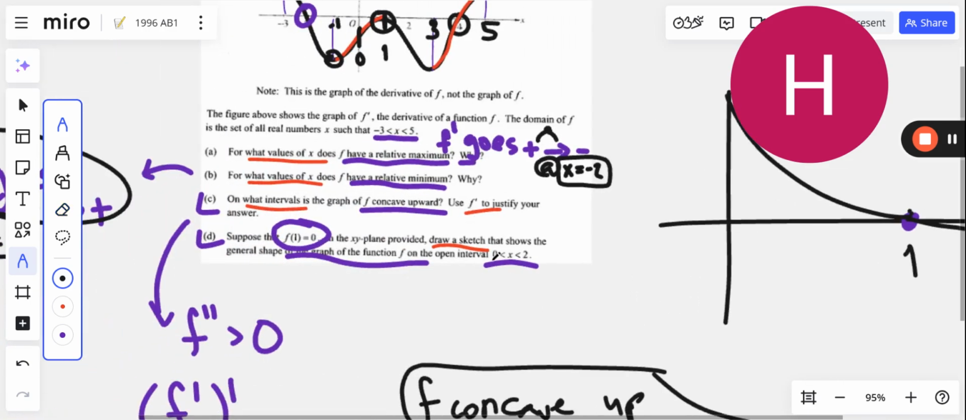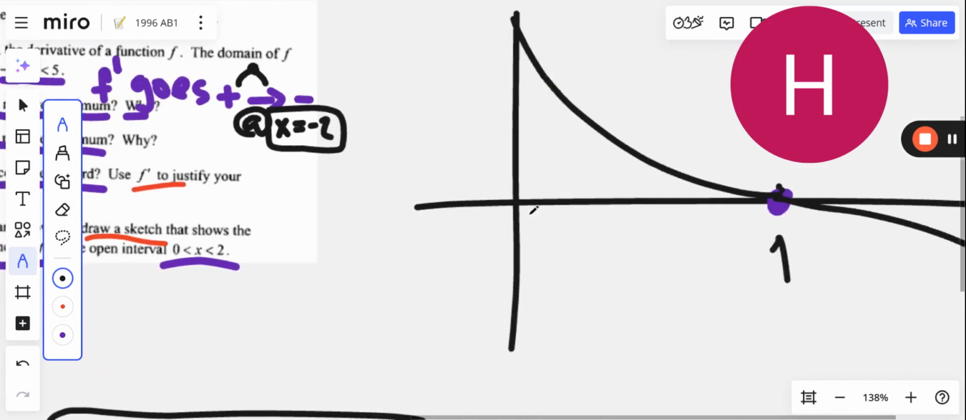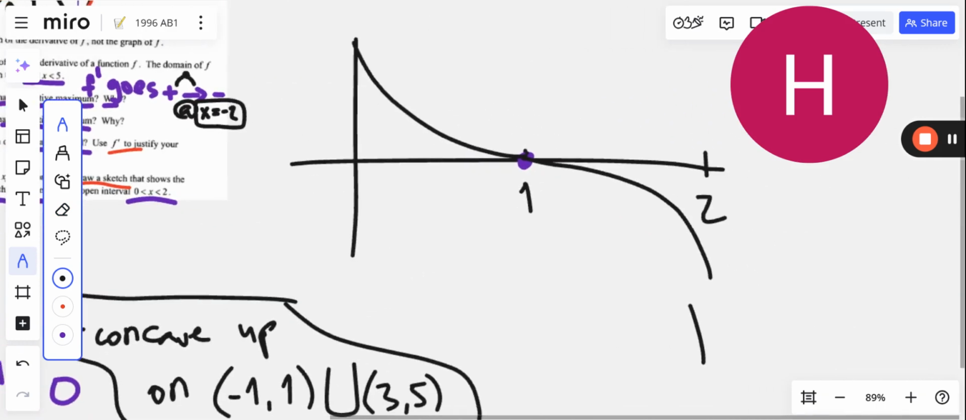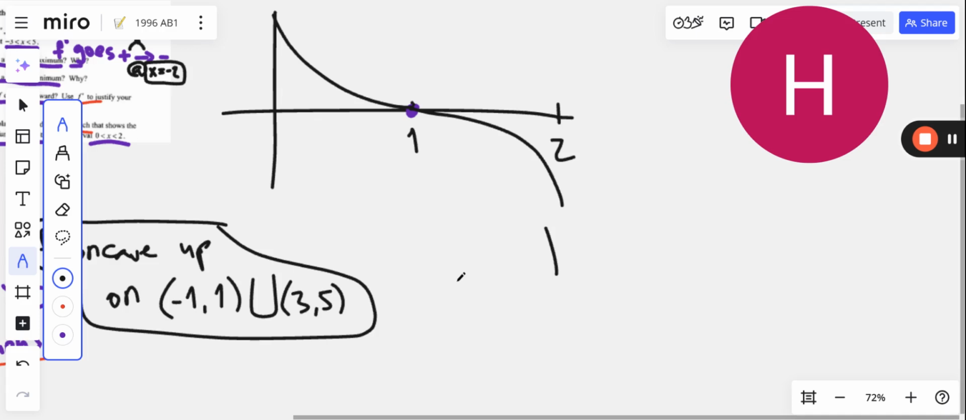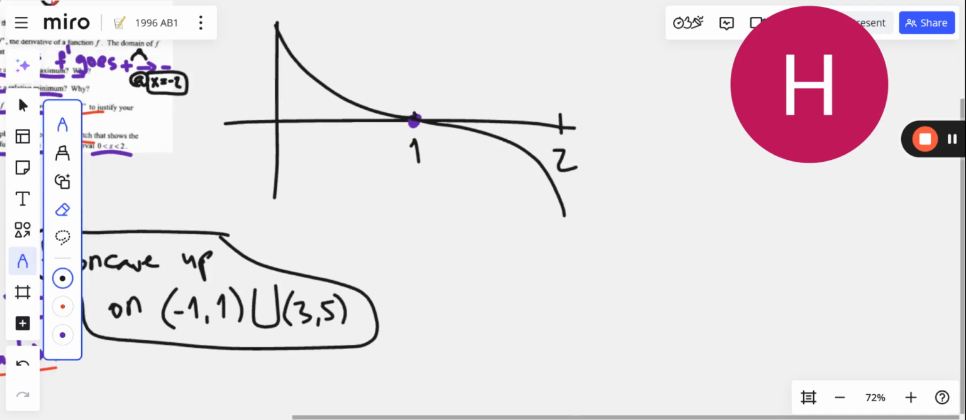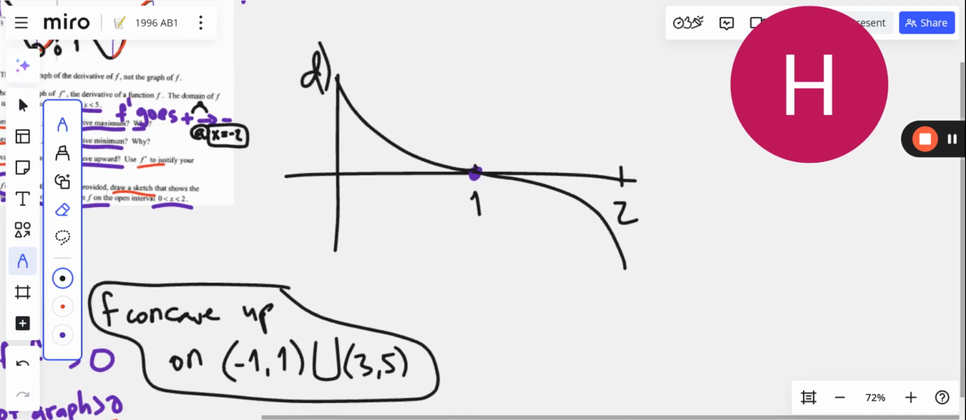It just wanted it from 0 to 2, which is strange. I'm surprised it didn't want it from like the whole interval. But that's the best that we can draw. What the heck is this little line? I don't know. I would put that's for part D.